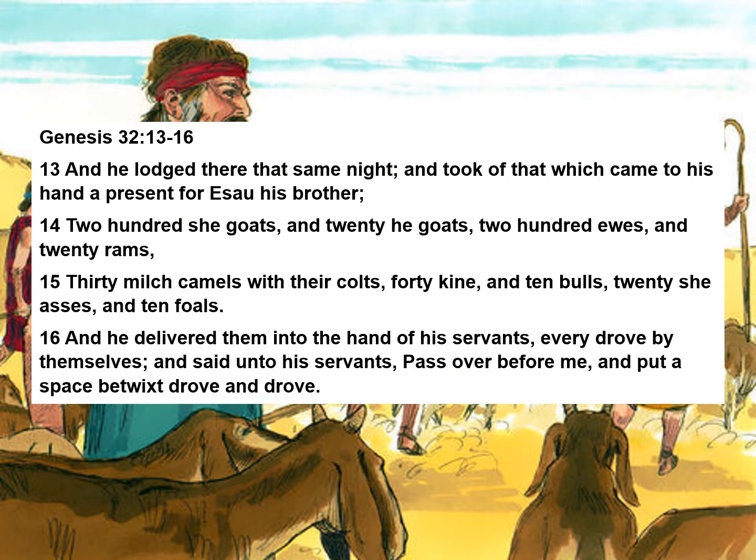Genesis 32, 13 through 16. And he lodged there that same night, and took of that which came to his hand a present for Esau his brother, 200 she-goats, and 20 he-goats, 200 ewes, and 20 rams, 30 milch camels with their colts, 40 kine, and 10 bulls, 20 she-asses, and 10 foals. And he divided them into the hand of his servants, every drove by themselves, and said unto his servants, Pass over before me, and put a space betwixt drove and drove.